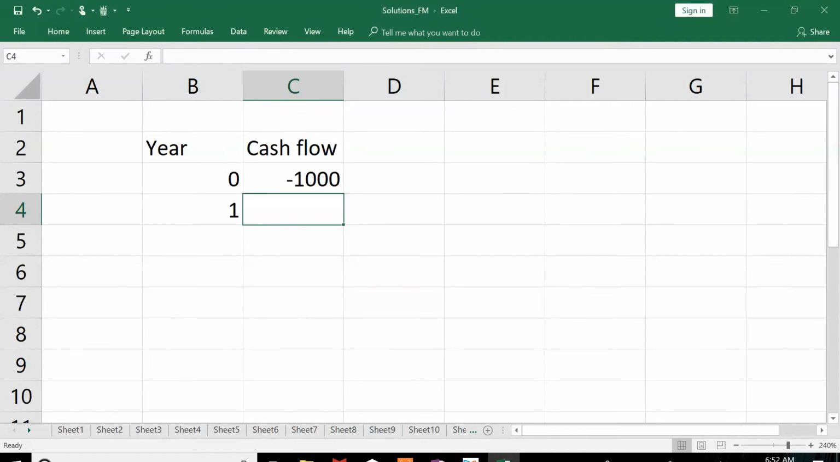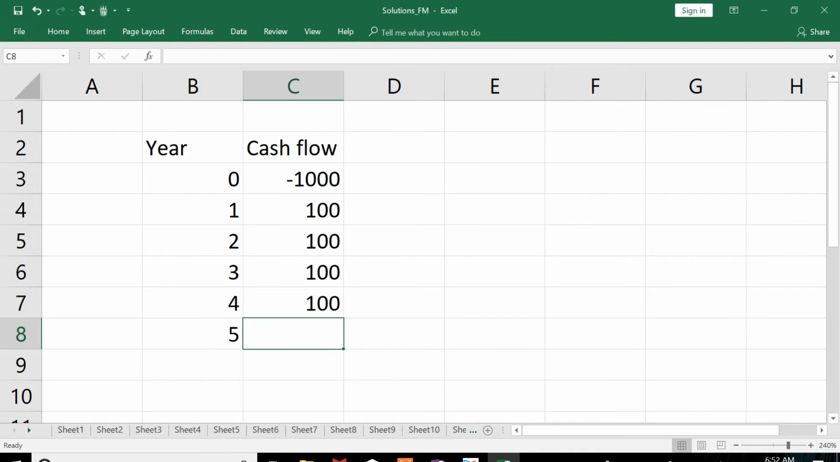Year 0 you invest 1000. Year 1 you will get back 100. Year 2 you will get back 100. Year 3 100. Year 4 100. Year 5 100 plus 1128. This is the cash flow structure. You want to write as annuity, you can write it.